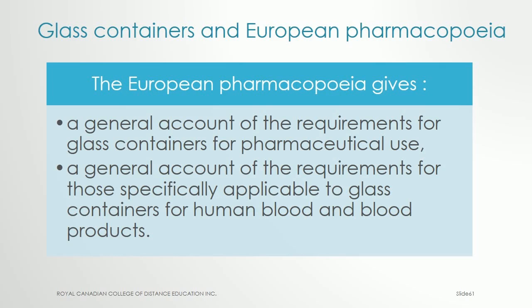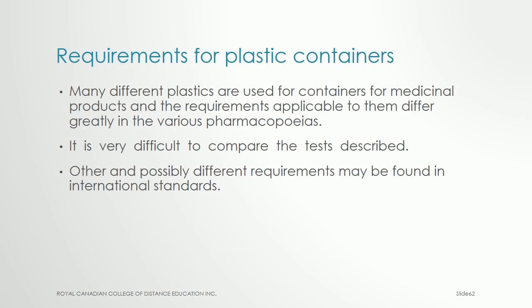Glass containers and European Pharmacopoeia. The European Pharmacopoeia gives a general account of the requirements for glass containers for pharmaceutical use, and a general account of the requirements for those specifically applicable to glass containers for human blood and blood products. Many different plastics are used for containers for medicinal products and the requirements applicable to them differ greatly in the various pharmacopoeias. It is very difficult to compare the tests described. Other and possibly different requirements may be found in international standards.